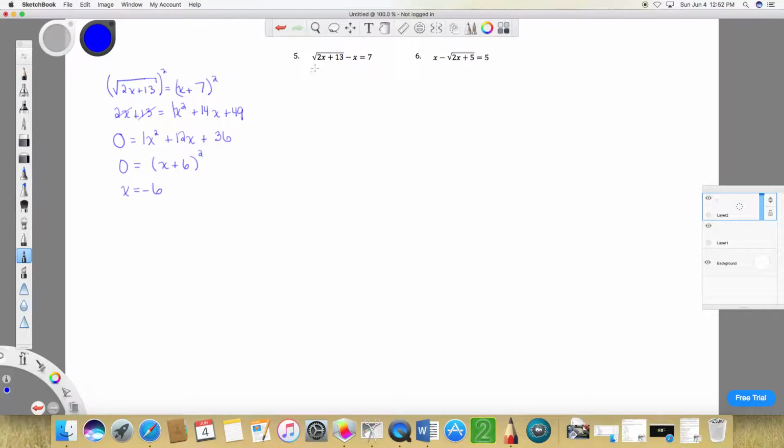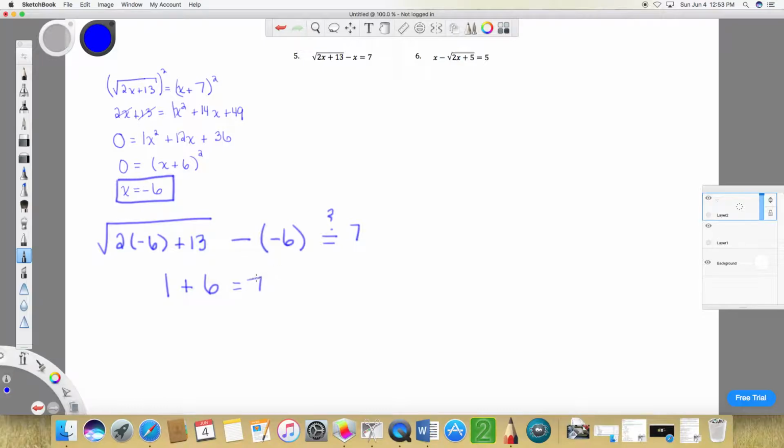So when we substitute in on the left-hand side, we have the square root of 2 times x, which is negative 6, plus 13, minus a negative 6. And the big question is, is that equal to 7? Well, 2 times negative 6 is negative 12, and negative 12 plus 13 is 1, and the square root of 1 is 1. This double negative here changes that to addition. 1 plus 6 is equal to 7. So this is in our solution set, and we're done with this problem. Let's take a look at this next one.